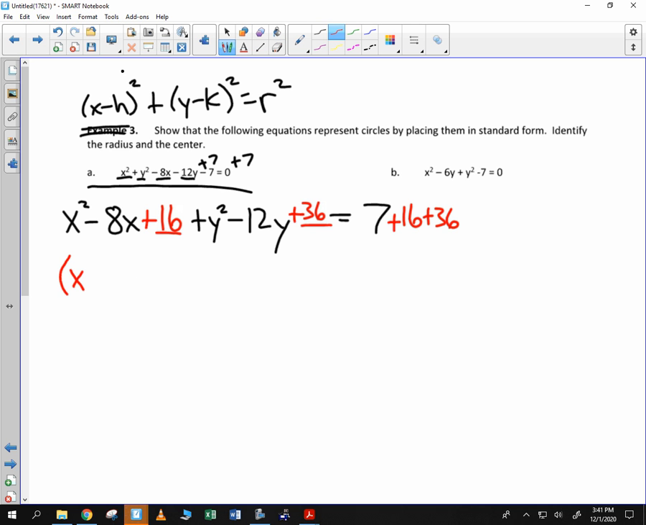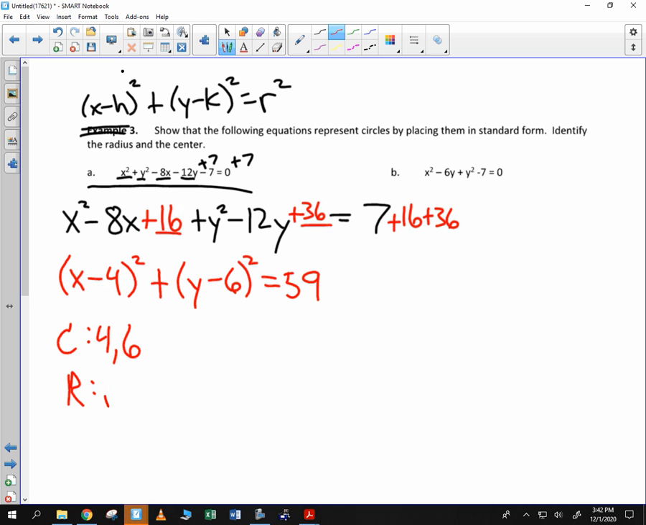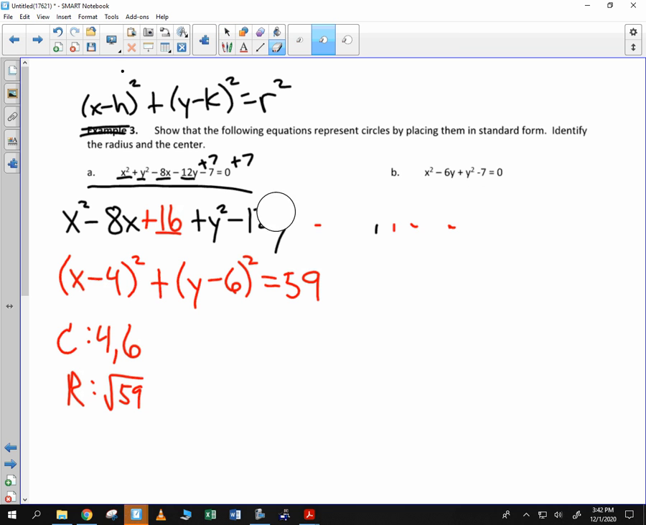This factors to x minus 4 times x minus 4, or (x minus 4) squared. The next part factors to y minus 6 times y minus 6, or (y minus 6) squared. And then on the other side, you have 7 plus 16 is 23, plus 36 is 59. That tells me that the center is (4, 6) and that the radius is the square root of 59. So this is a little bit involved. You might have to watch that again, but let's try another example.